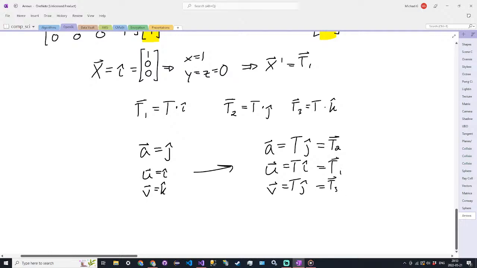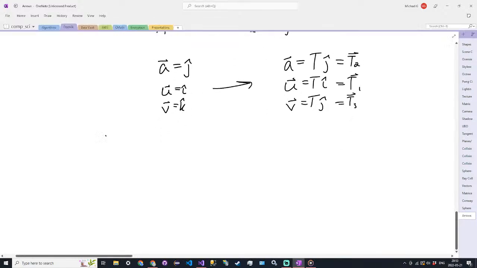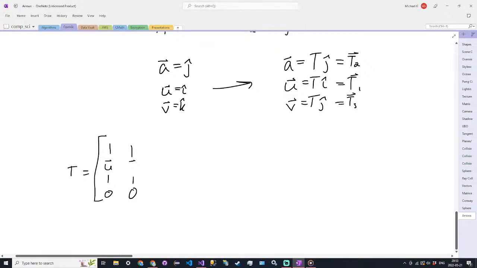So we now figured out if we can define A, U, and V, we have our transformation matrix. So we're essentially going to have our transformation matrix is equal to A, which is a 3D vector, U, or sorry, swapped them around. U is the left hand, A is in the middle, and V is over there.